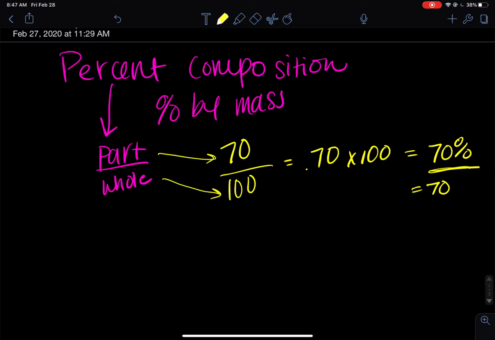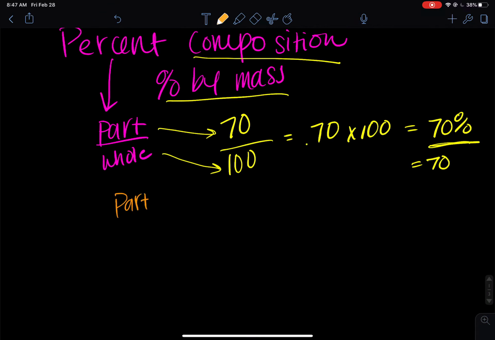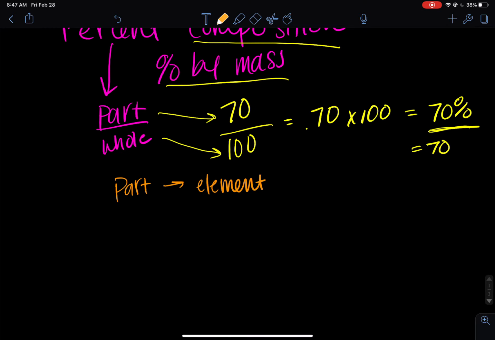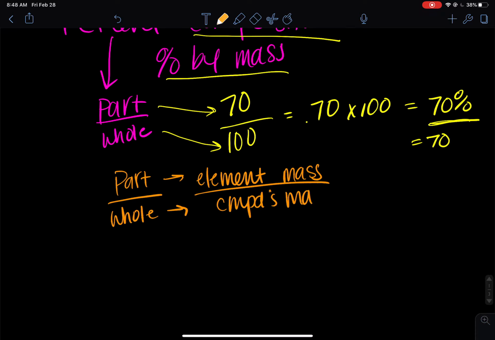So when we're going to do a percent composition of an element, we're going to do it by mass. So we're going to take the part's mass. The part is normally some type of element. We're going to take the mass of the element over the whole. So it would be over the compound mass.